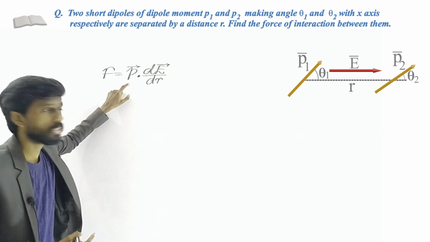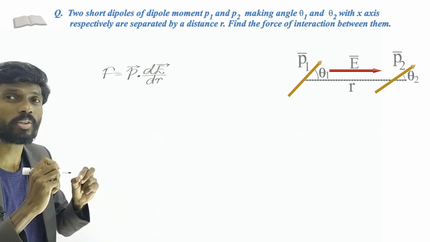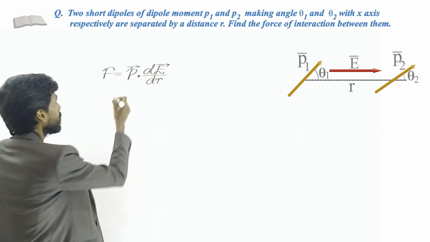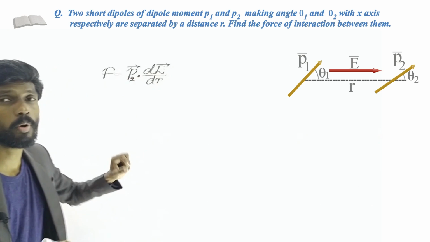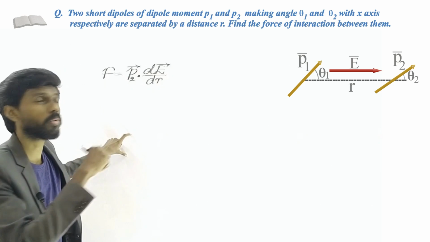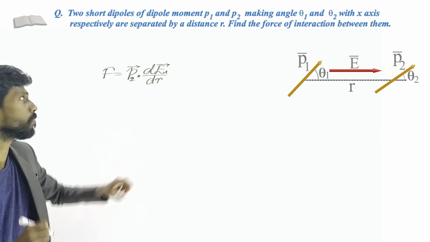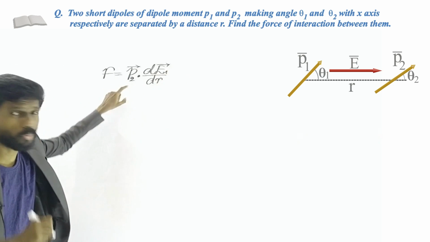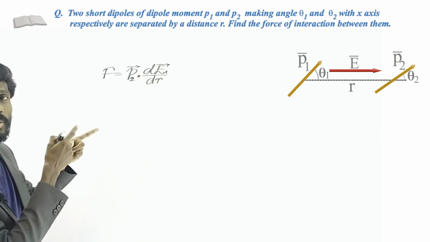Now what is this P? This P is the dipole moment of the second dipole. The force is on the second dipole, so that means this is P2. But the electric field here is due to the first dipole, so let us denote that by E1 vector. So now we have to find this P2 vector separately, and then similarly E1 vector, and then substitute these values here.